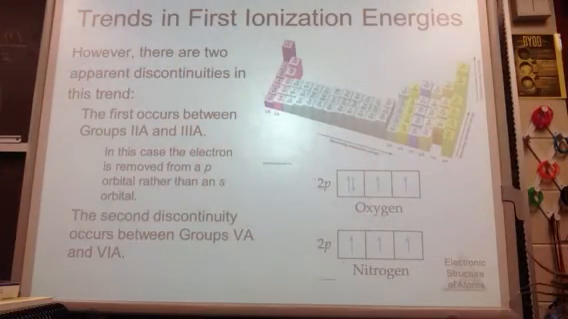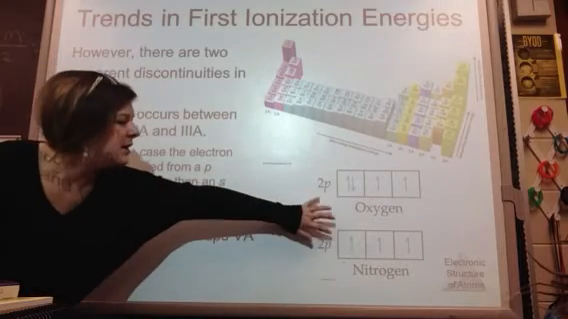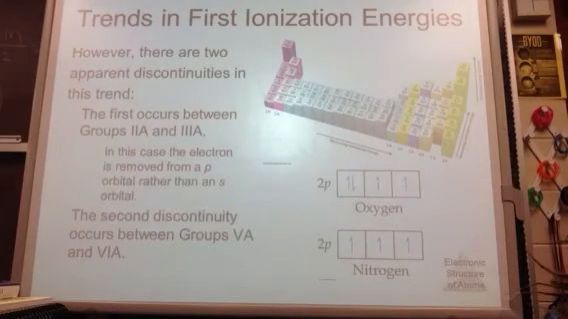I'm going to see the exact same trend between 5A and 6A. I see a slight decrease in ionization energy as we move from nitrogen to oxygen. And we can see that because of my orbital diagram here. So let's compare those. Nitrogen has an electron in each of those orbitals, versus oxygen we have a pair in one and then two unpaired ones in oxygen's orbital diagram.